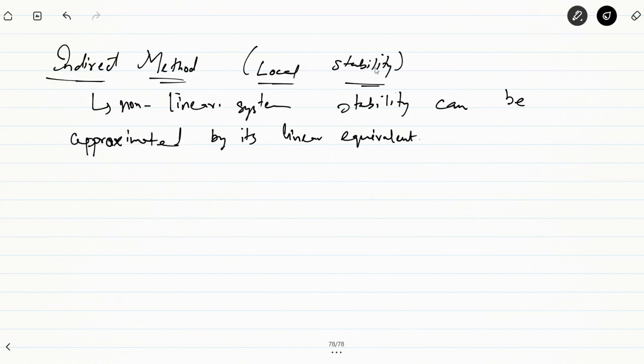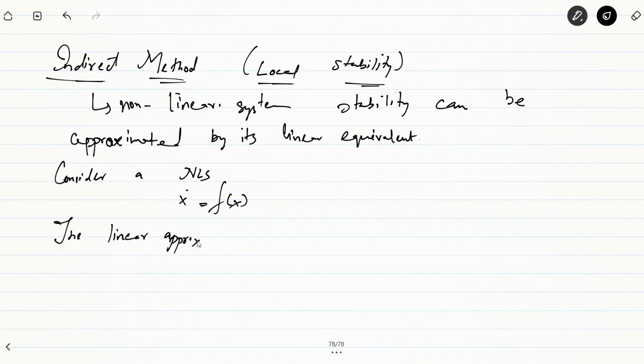Fine. So consider a nonlinear system, x dot equal to f of x, where x is x1, x2, up to xn, the vector of system states, and f is a nonlinear function of these states. The linear approximate that we have seen will be given by the Jacobian matrix.